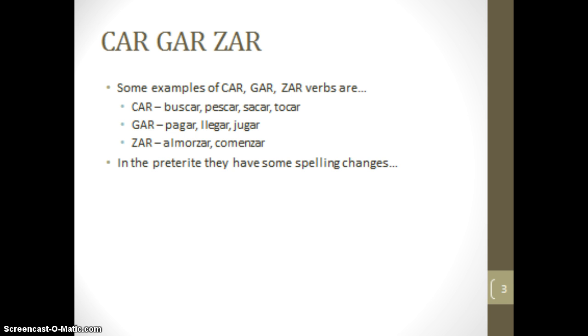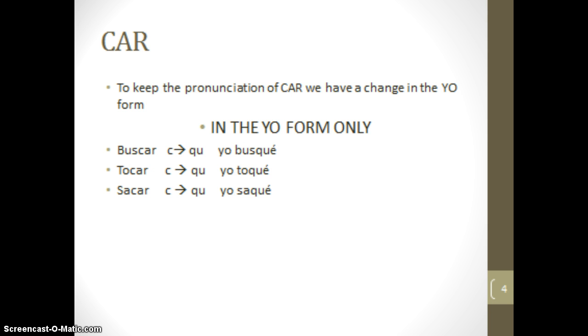So our car verbs are buscar, pescar, sacar, tocar. There are more of them. These are just some examples. Okay. Our gar verbs are pagar, llegar, and jugar. And our zar verbs are almorzar and comenzar. Okay? In the preterite, they have some spelling change. These are not real difficult. You'll be able to get them down. Okay? We'll start with the car verbs.